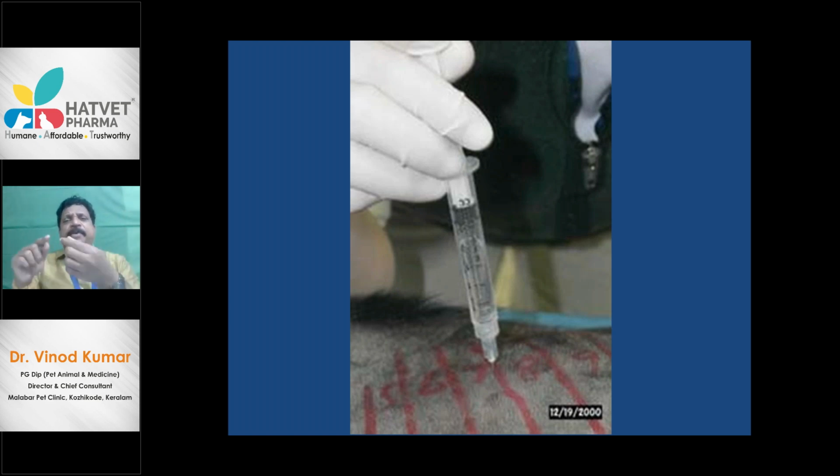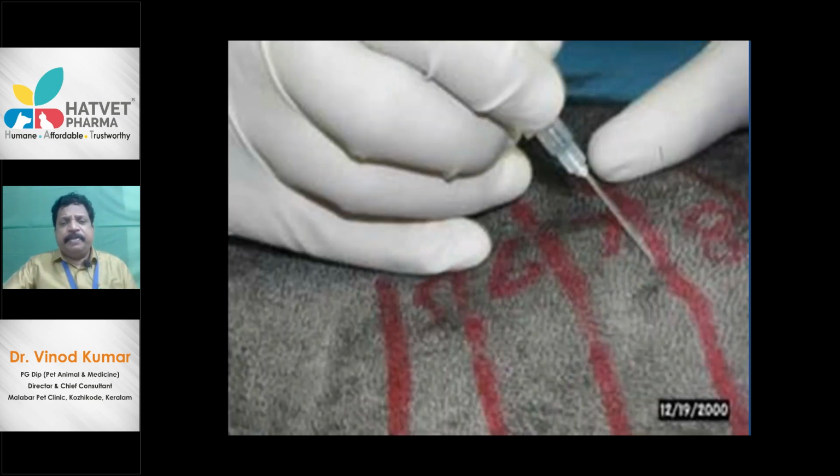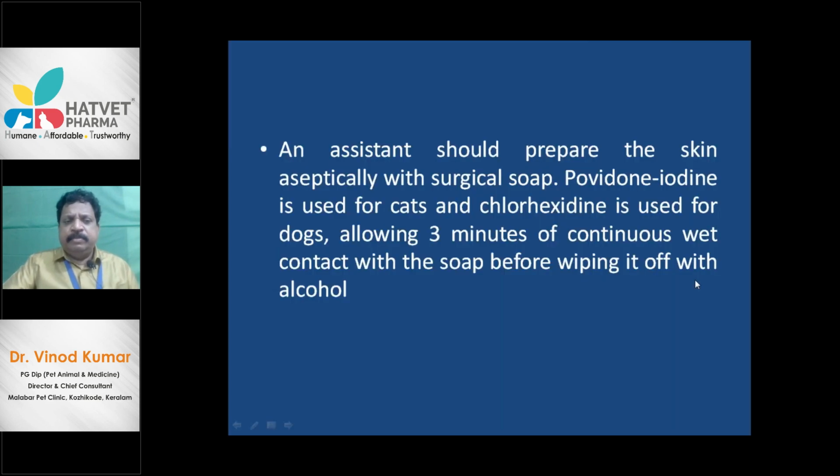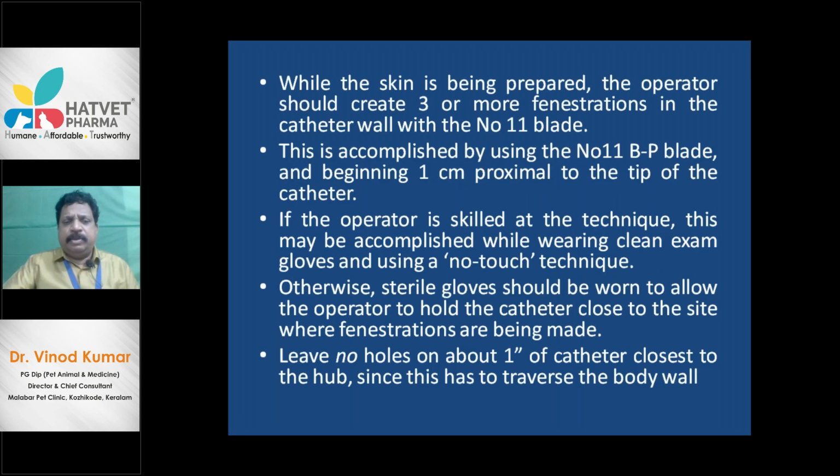And when it is there, you can fix the rubber tubing with the syringe and the stopcock, and then you can aspirate it. See, now we are introducing this needle stylet. The stylet is being introduced near the rib. It is a cadaver, what we are doing here. So these are all the procedures which I explained.